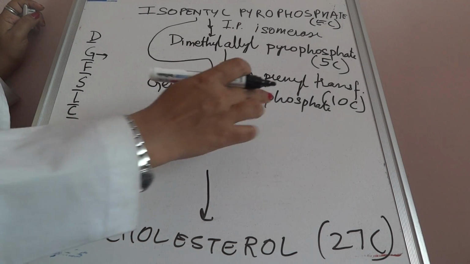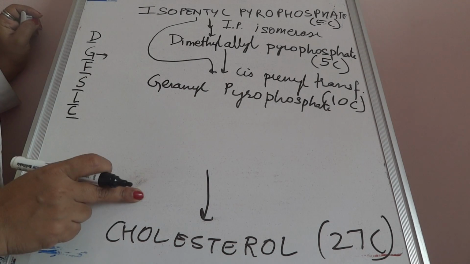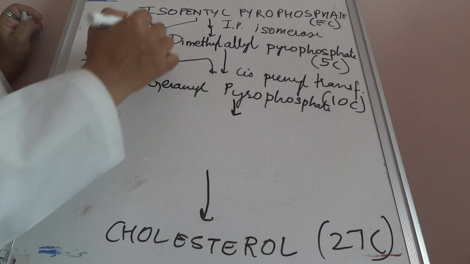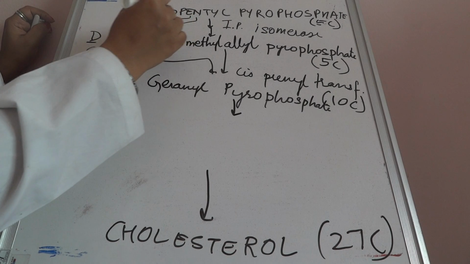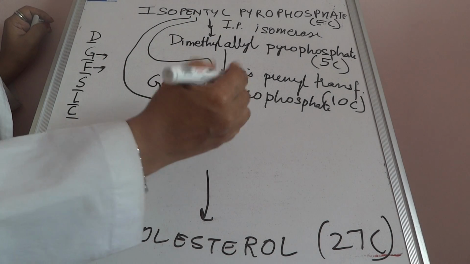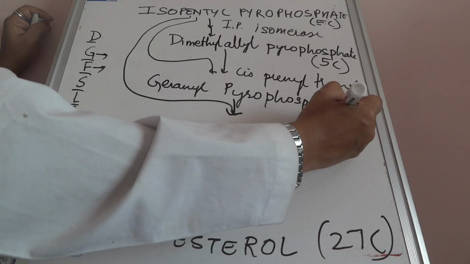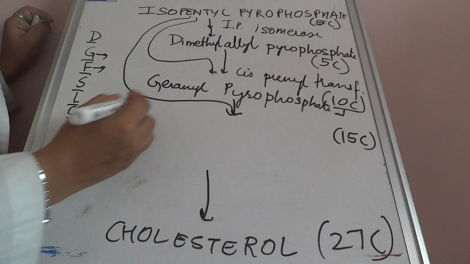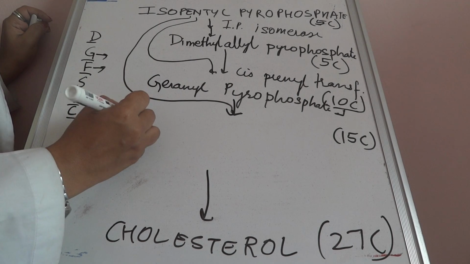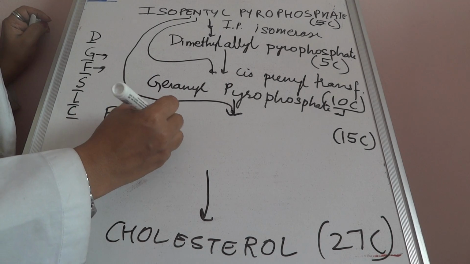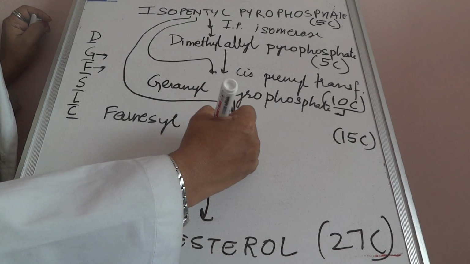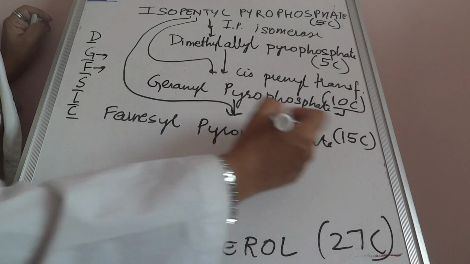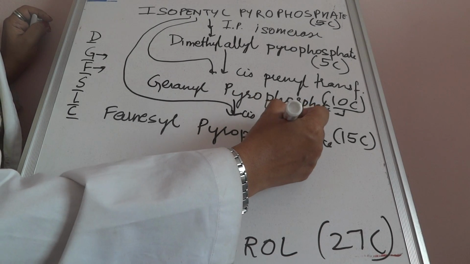Okay. Now we have formed 10 carbon, but we need to go to 27 carbon. So now is the turn of F. So geranyl pyrophosphate will again combine with isopentyl pyrophosphate. So 10 carbon over here, 5 carbon over here. So a 15 carbon compound, that is farnesyl pyrophosphate. Again in the presence of cis-prenyl transferase.